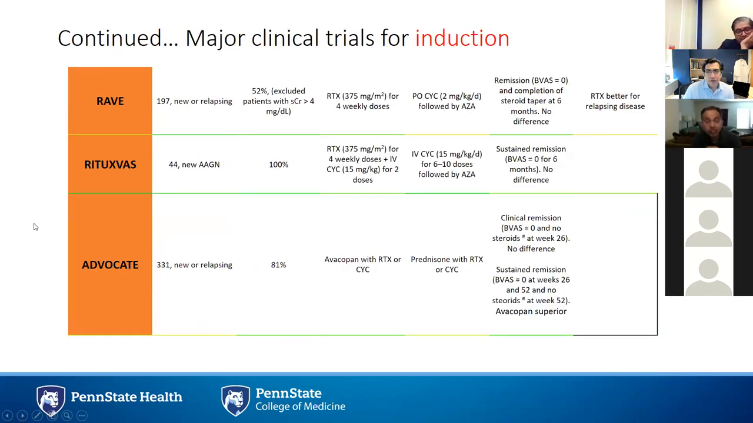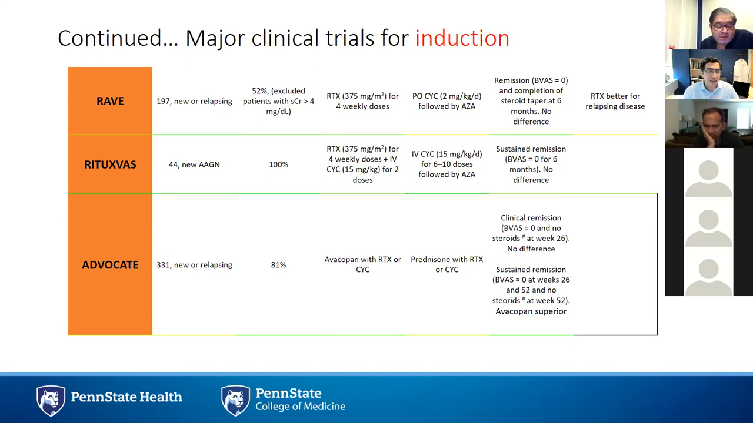So the next group of important trials, again, there are some other trials as well, but I think RAVE. We are still on the induction trials. RAVE had 197 patients, both new and relapsing. This is the rituximab trial, which is 375 milligrams per meter squared for 4 weekly doses. And the control arm was oral cyclophosphamide followed by azathioprine, the classic treatment. The remission, using the BVAS scoring system, was a score of 0 and completion of the steroid taper at 6 months. There was no difference. RAVE actually was better for relapsing disease. So in summary, in RAVE they compared rituximab with cyclophosphamide, and it was non-inferior, even better for relapsing disease. So now you have a good alternative from the RAVE trial.